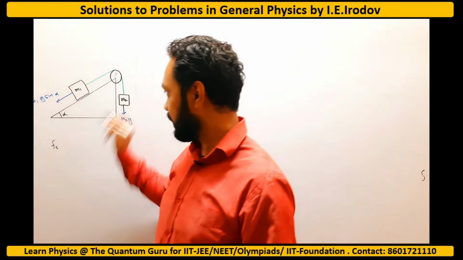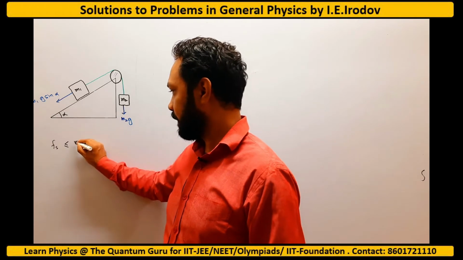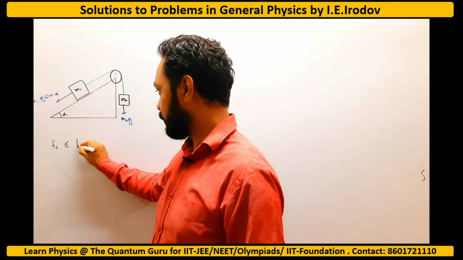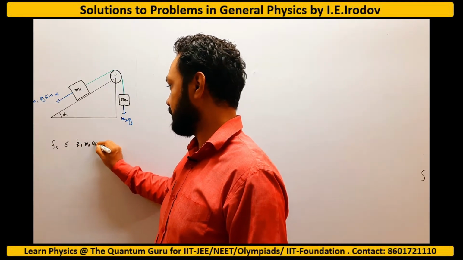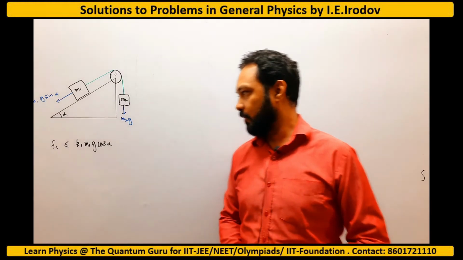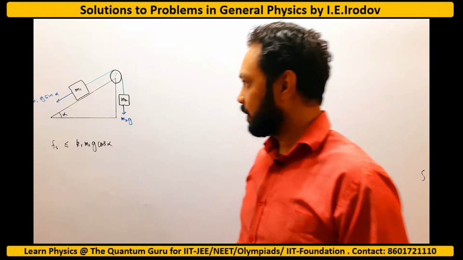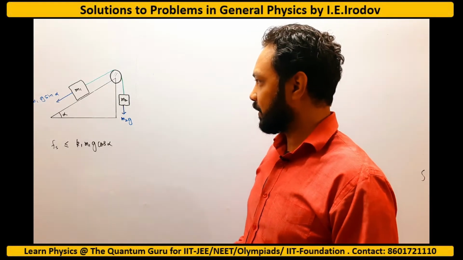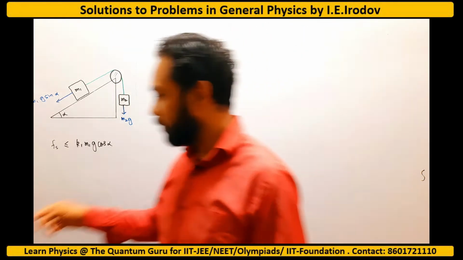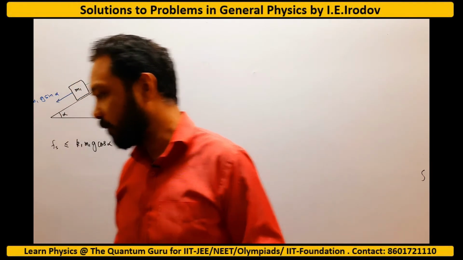So friction between m1 and the inclined plane will vary between 0 to an upper limit, and the upper limit would be k m1g cos alpha, and whatever will be the need, according to that it will act. So the first option was we have to find the ratio of m2 by m1 such that this m2 starts going down, just starts coming down.